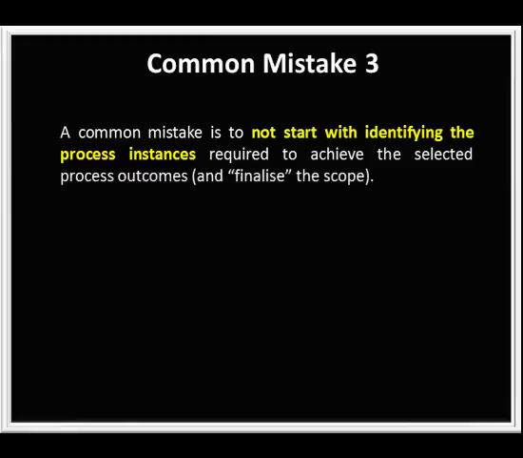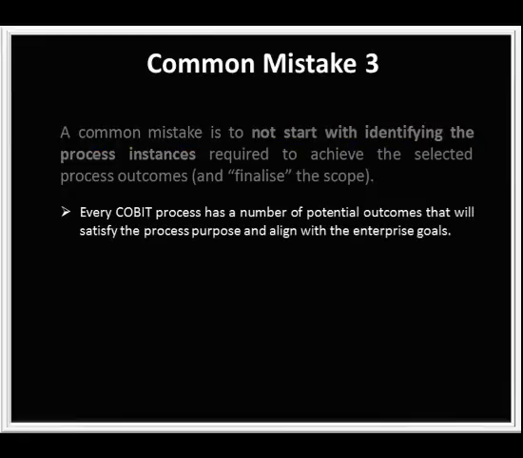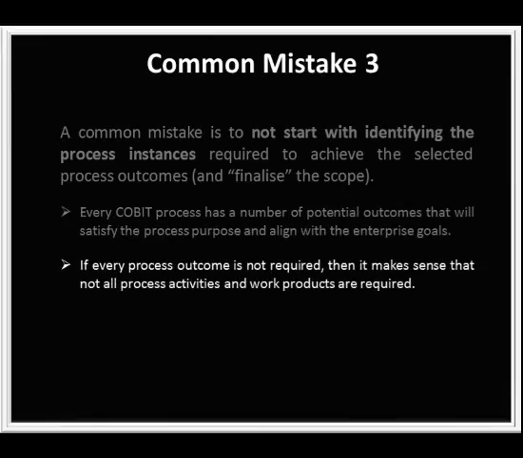A common mistake is to not start with identifying the process instances required to achieve the selected process outcomes. Every COBIT process has a number of potential outcomes that will satisfy the process purpose and align with the enterprise goals. If every process outcome is not required, then it makes sense that not all process activities and work products are required.